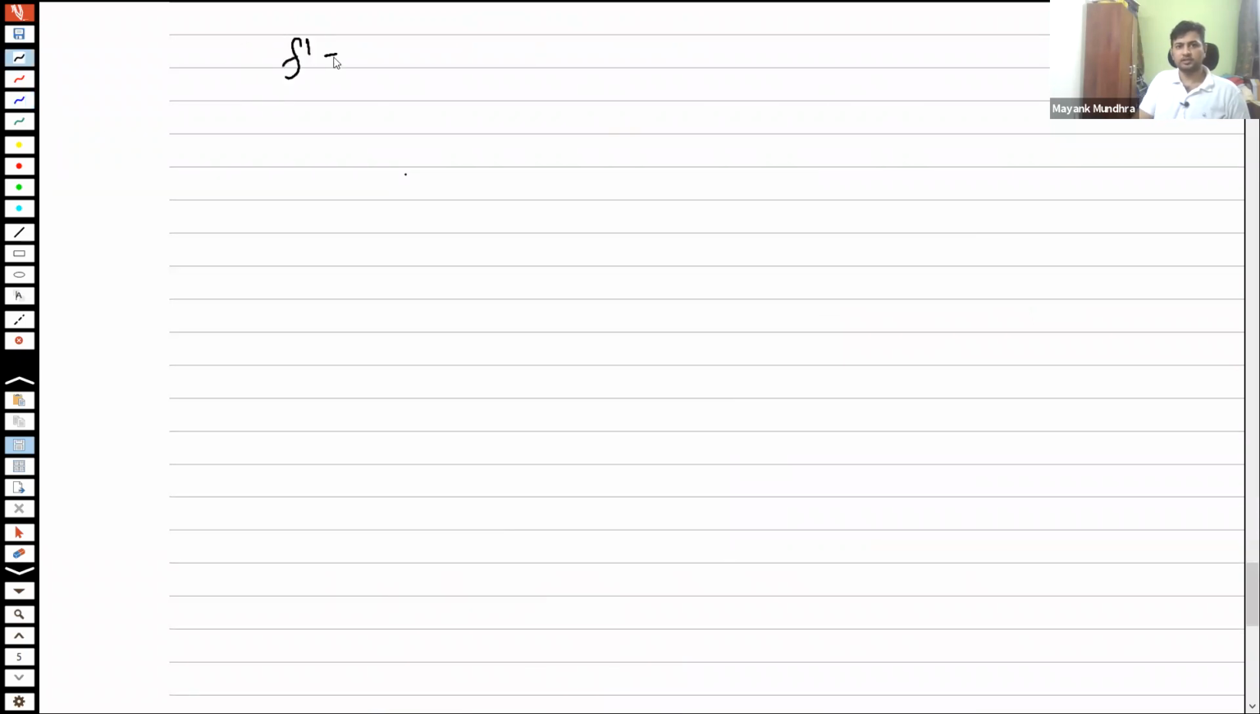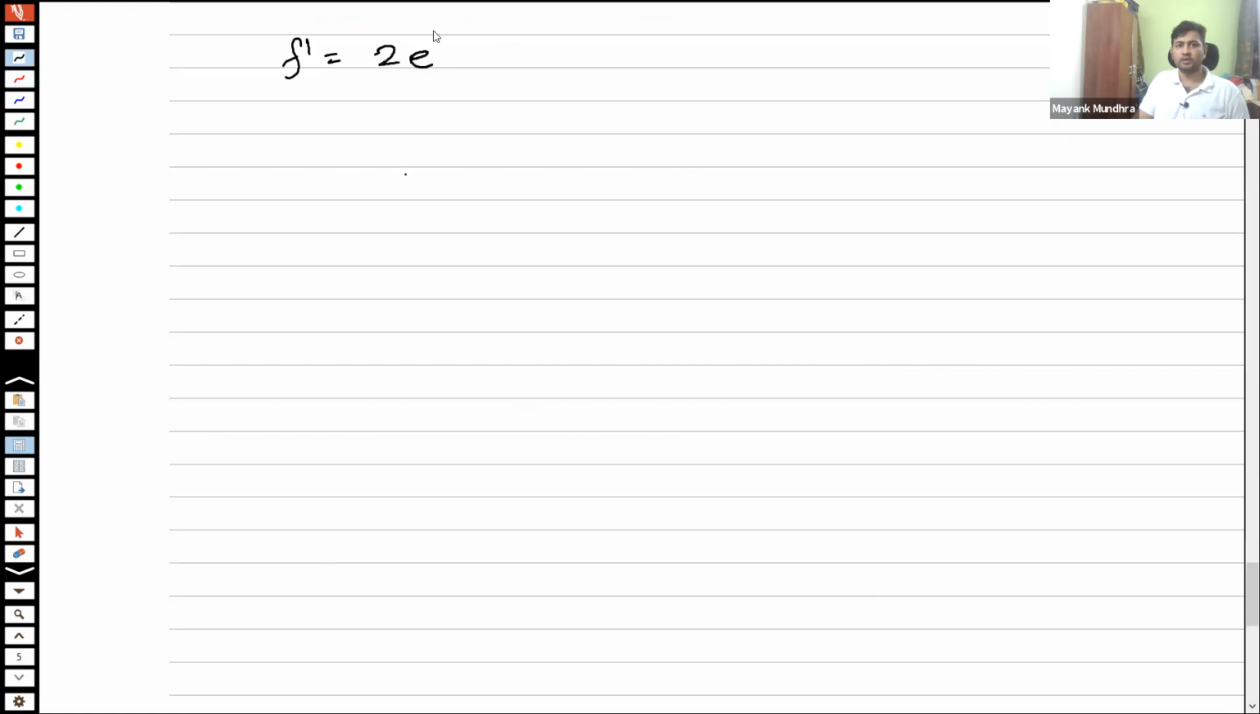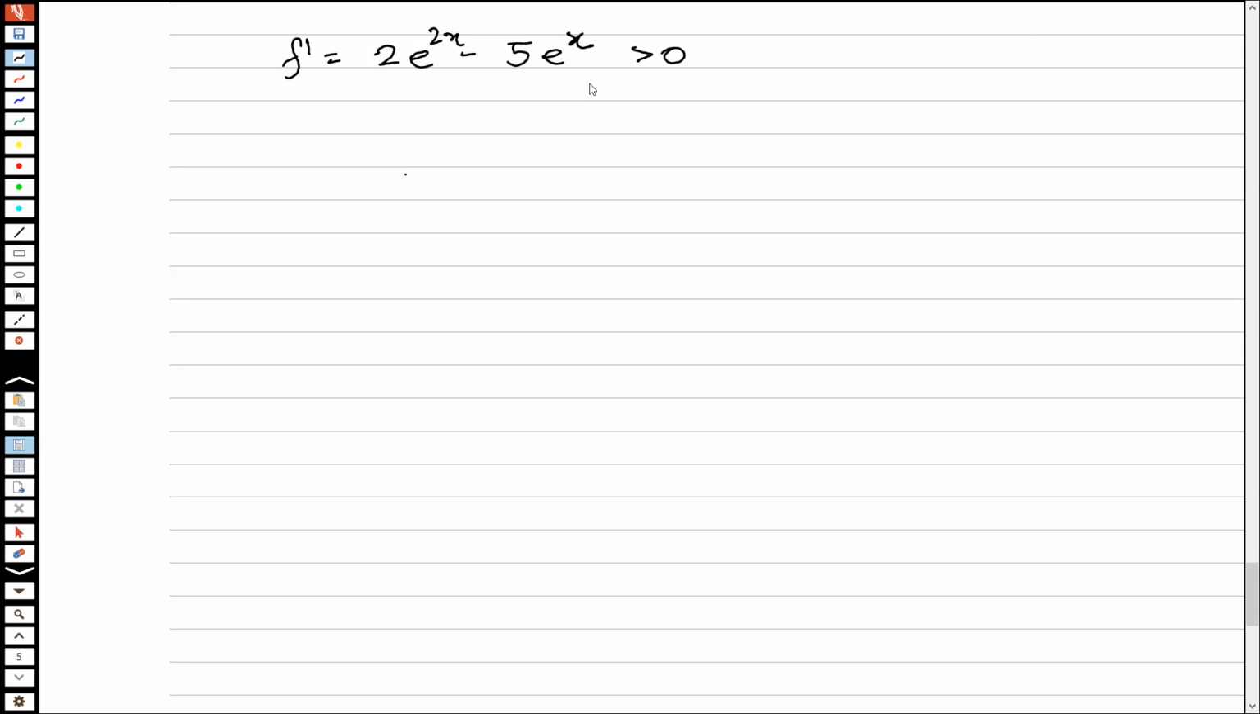Kanishka already has helped us with f prime equals twice e to the power 2x minus 5 e to the power x. Okay, so she's not present. So Kashish, can you tell me where is this f prime being positive? Kashish, can you hear me? Yes, I'm trying. Okay.